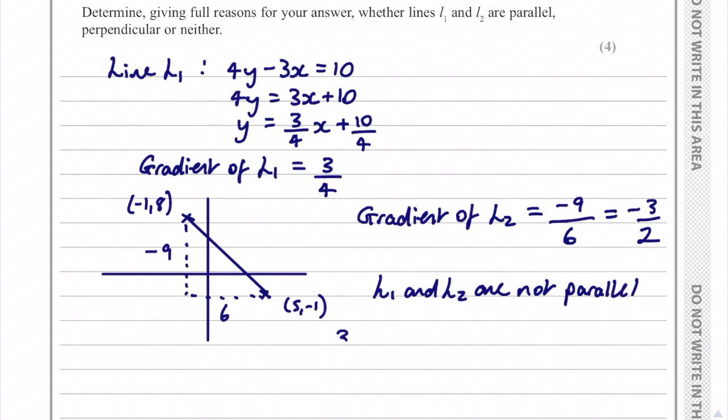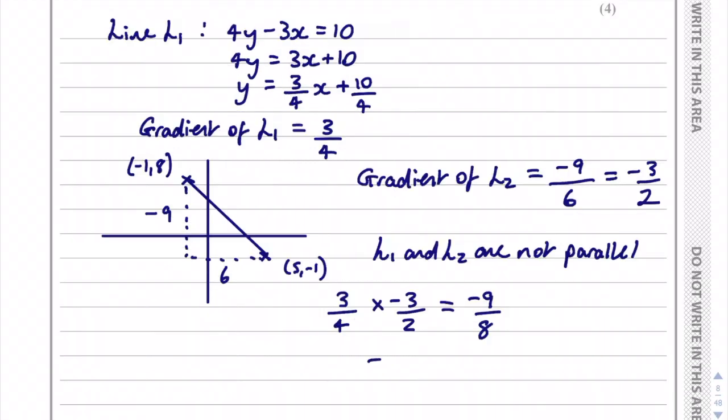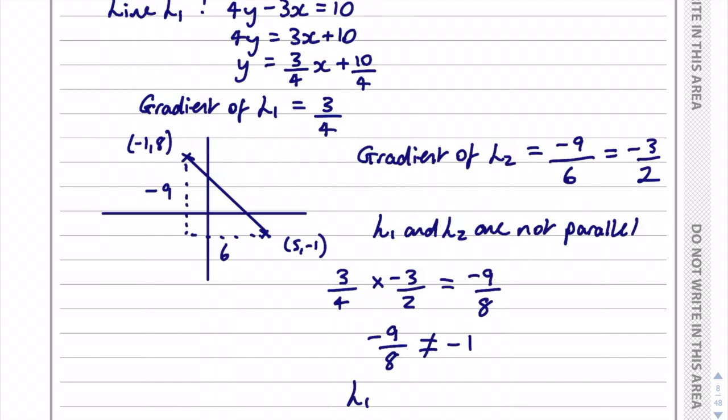So if we do 3/4 times -3/2, well, that gives us -9/8. Now -9/8 does not equal -1. So we can say that L1 and L2 are not perpendicular.